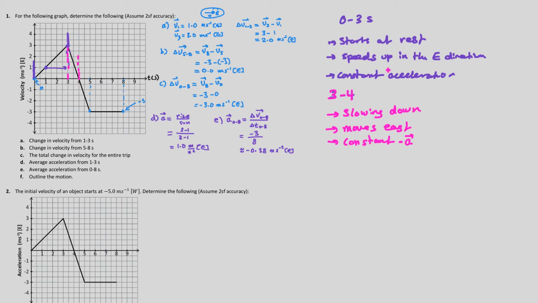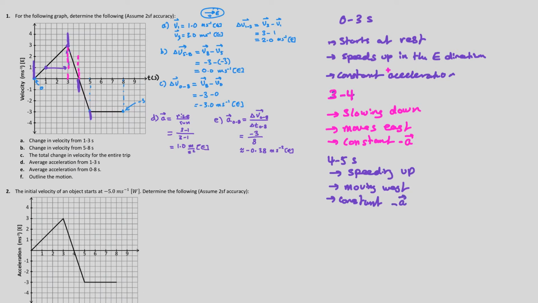Let's use purple again. Switch between the two. From here to here, this is 4 to 5 seconds. And what's happening here? Well, initial speed is 0, and then the final speed is 3 in the west direction this time. So it's speeding up again. It's moving west this time. It's a constant acceleration, and the acceleration is still negative.